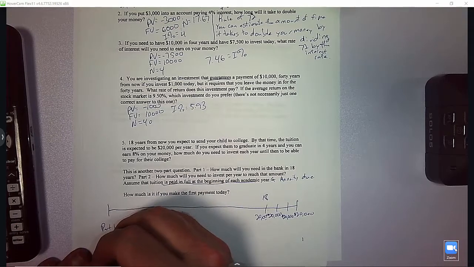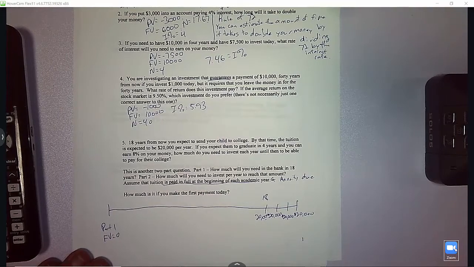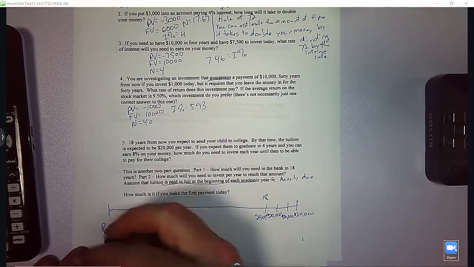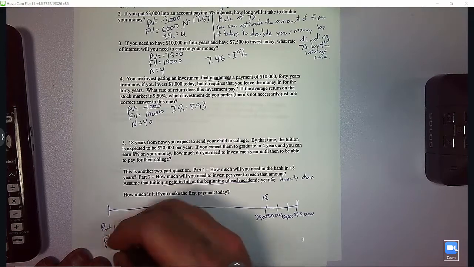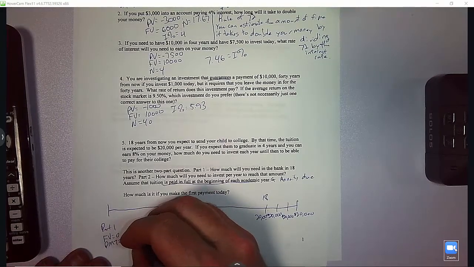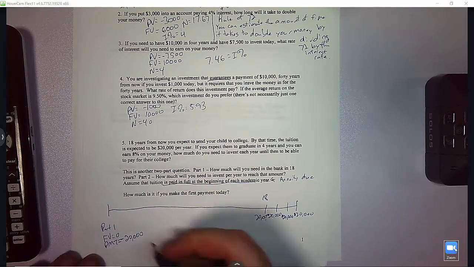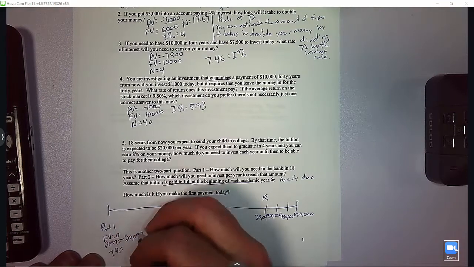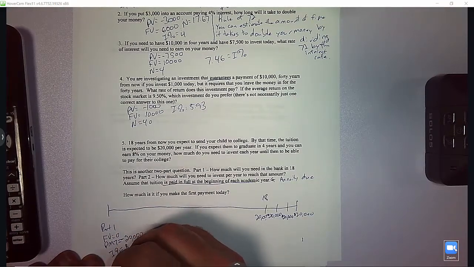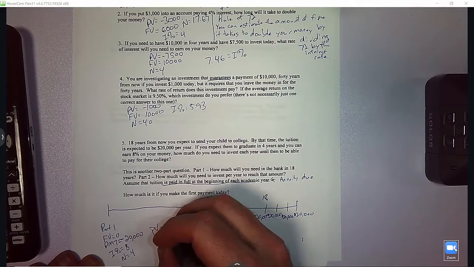So the first part, I'm looking for the present value. My future value is equal to 0 because at the end of 4 years, there's no money left in the account. My payment is equal to $20,000 per year. I'm going to make that a negative number because I'm going to be spending that money out. I'm going to have this big pile of cash in 18 years, and at the beginning of each of those 4 years, I'm going to pay out $20,000. So I'm going to make that a negative number there. My interest rate is equal to 8%. My n is equal to 4, and I need to solve for my present value.